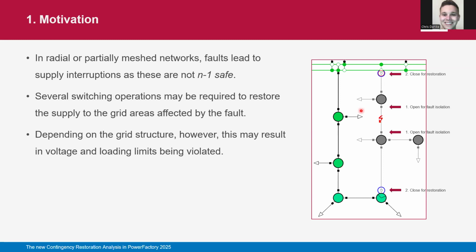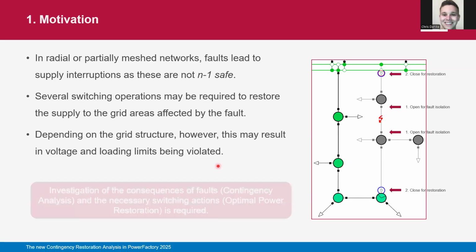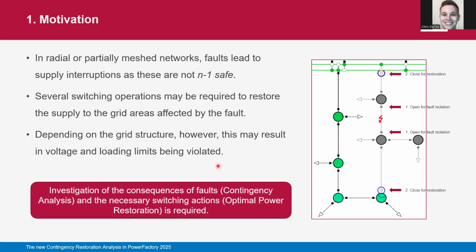Also, it's not necessarily known beforehand whether these resupplies will lead to violations of constraints like voltage or loading limits. So we have a combination here. It's not only a contingency analysis, because of course we have to look at the consequences of faults, but at the same time we also have to investigate which switching operations are needed to resupply everyone. This is the optimal power restoration, which is done in the second part of this function.